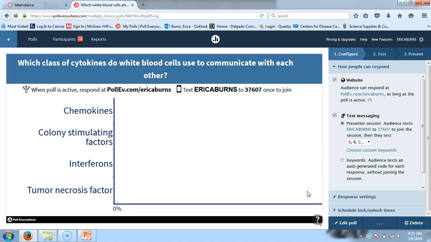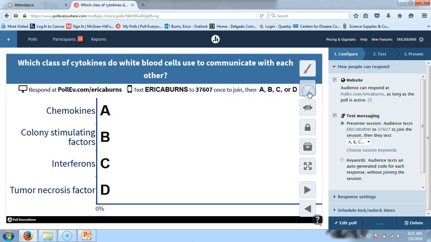Okay, so let's try our next one. Which class of cytokines do white blood cells use to communicate with each other? And I've got to send it out to you. Activate it, whatever the word is. Push this button.